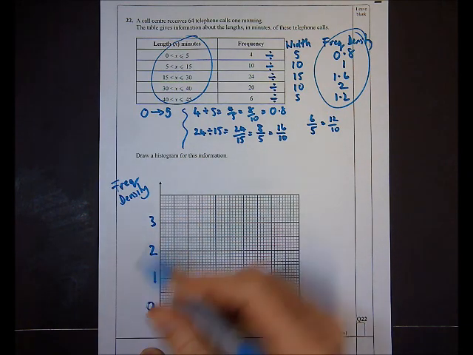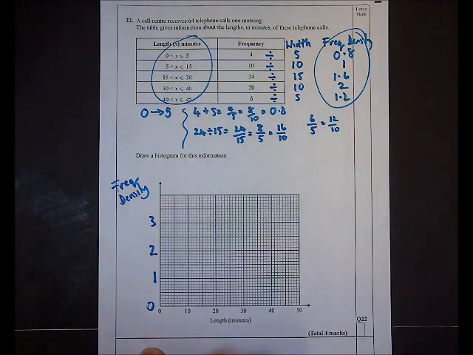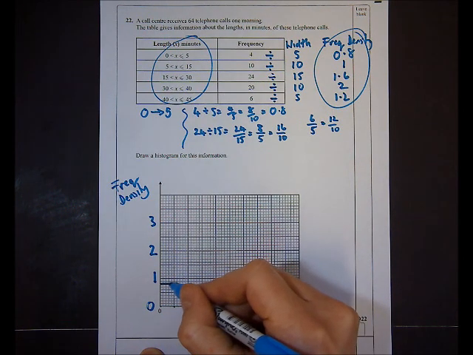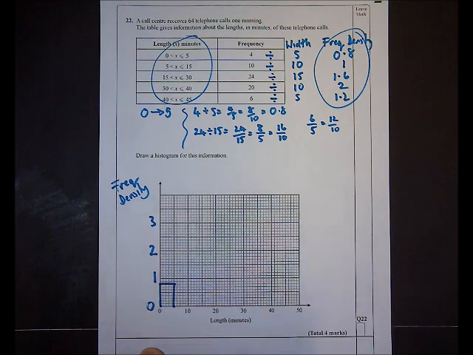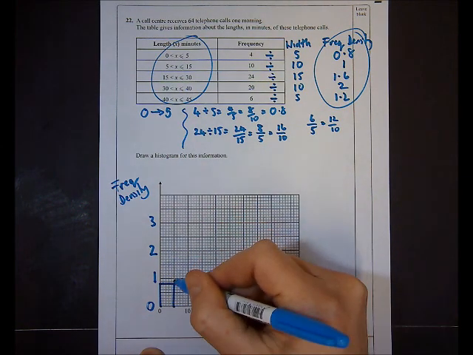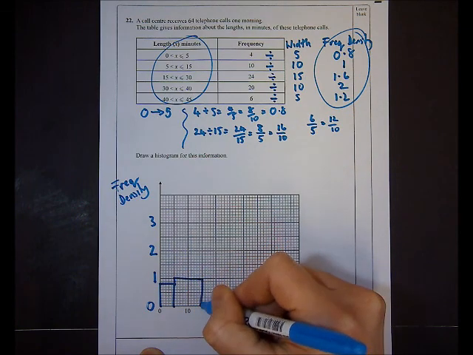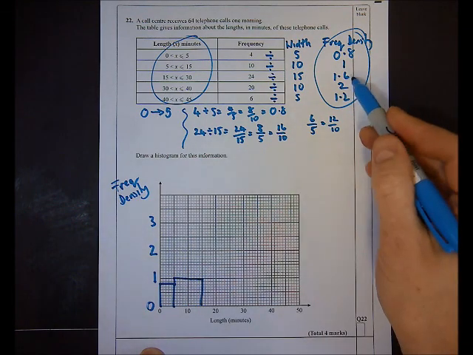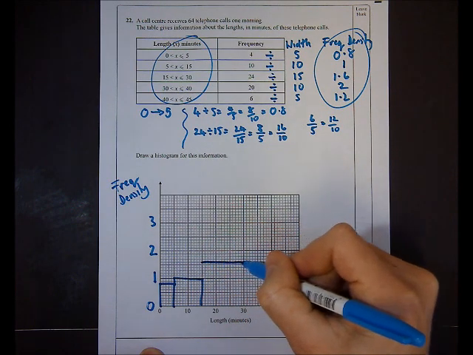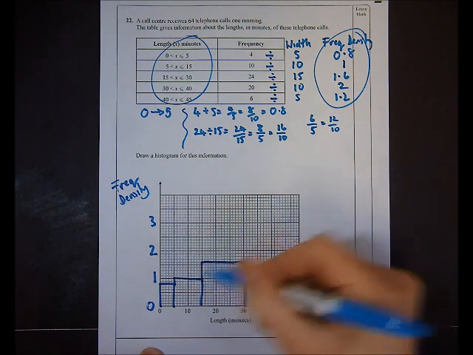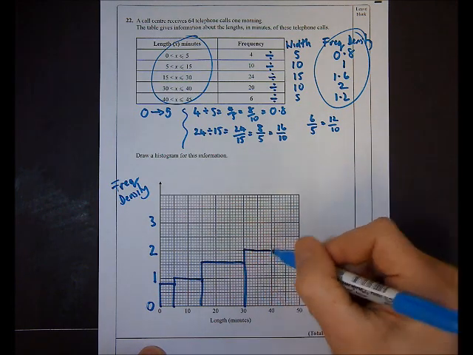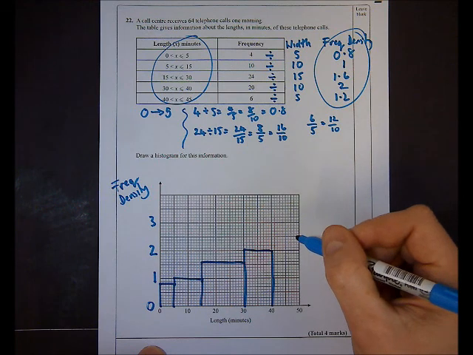So first group from 0 to 5 goes to 0.8. And my scale's nice and easy. That's 0.8 there. Similarly, from 5 to 15 is 1. And then from 15 to 30 is 1.6. 1.6 will be there. And then from 30 to 40 is 2. And from 40 to 45 is 1.2.